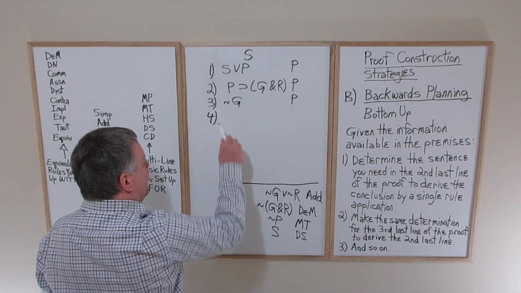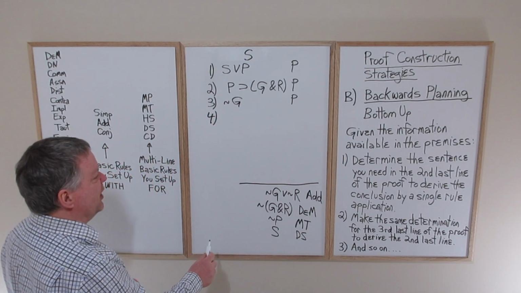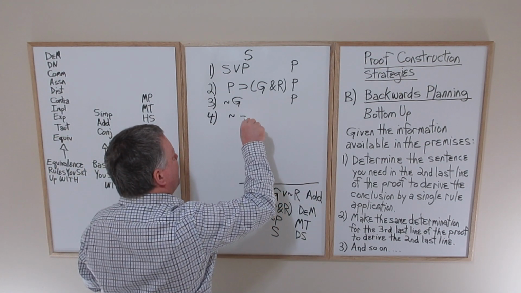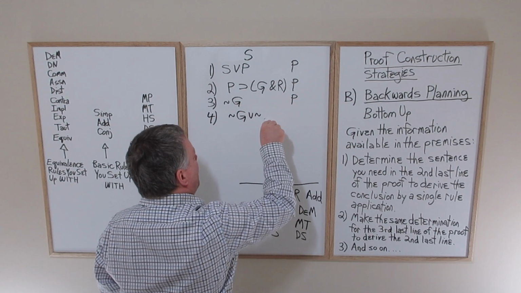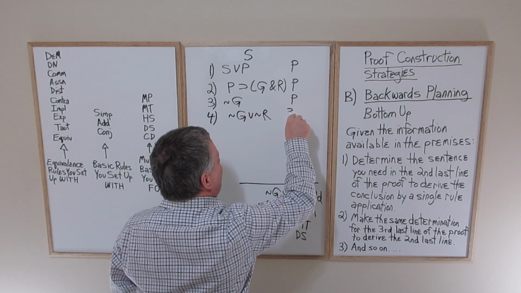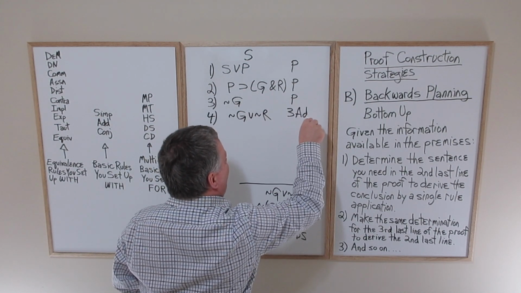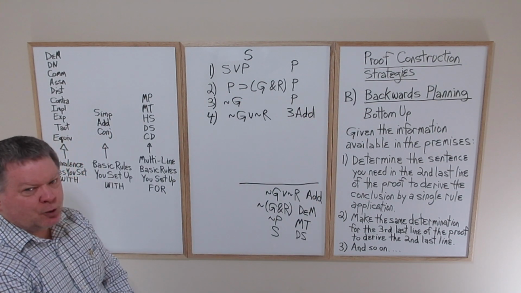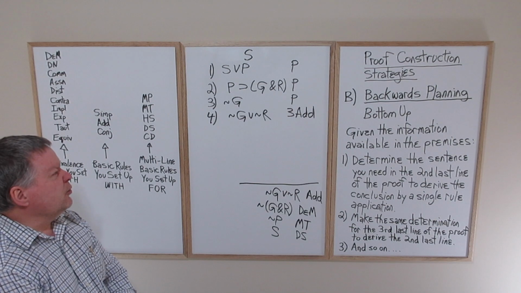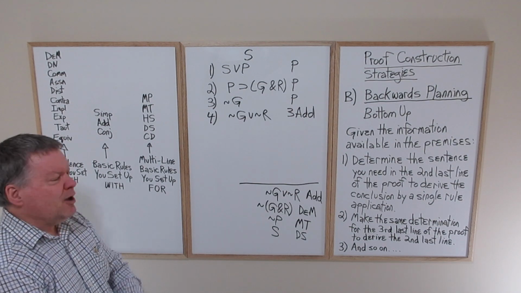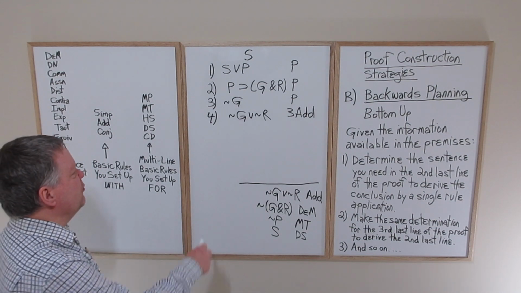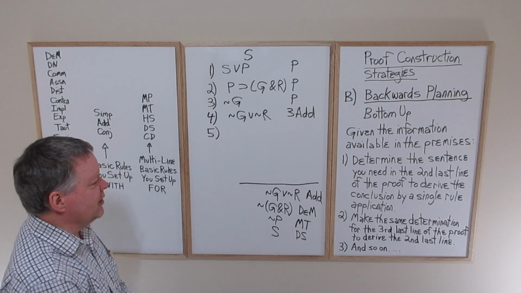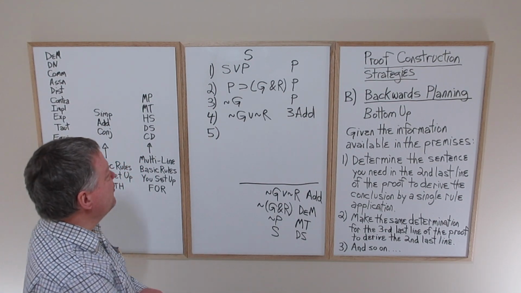Now we see, though, as a result of our backwards planning, that the first step of the proof is tilde G or tilde R. So that's 3 addition. So ask yourself, would that have occurred to you as the first step of the proof? If not, then this backwards planning strategy provides some insight. And now we can move on.